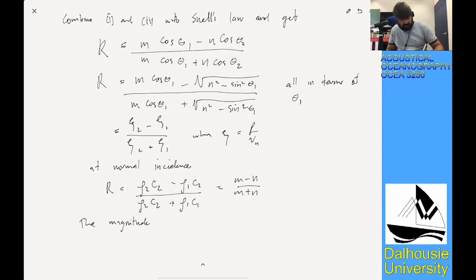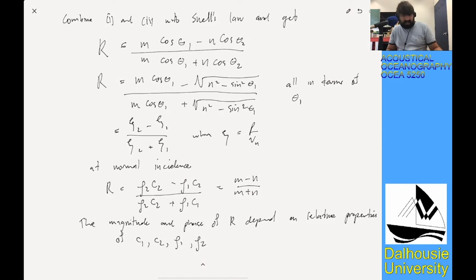Magnitude and phase of R depend on relative properties: C1, C2, rho 1, rho 2. That's it.